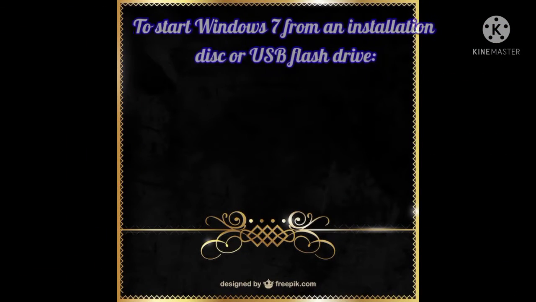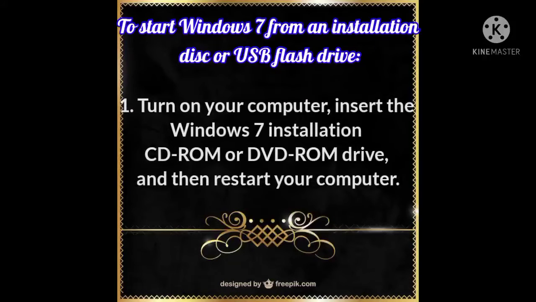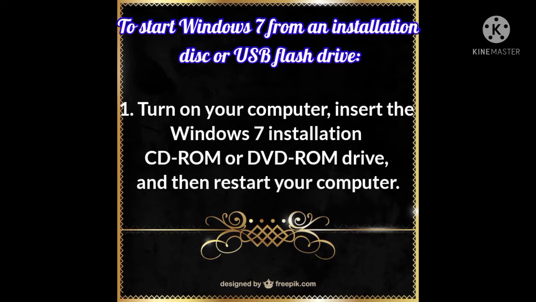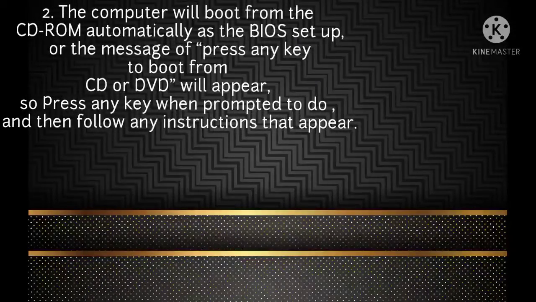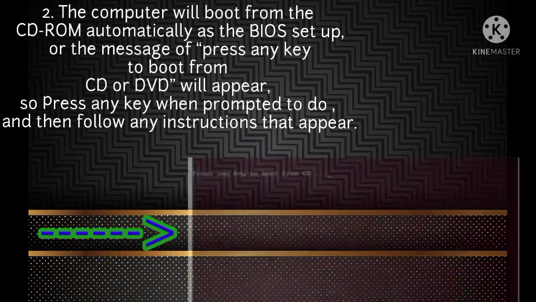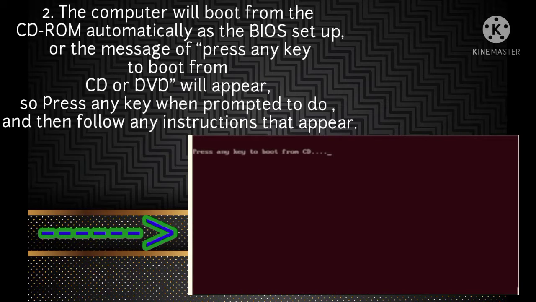So let's get started. To start Windows 7 from an installation disc or USB flash drive, first turn on your computer. Insert the Windows 7 installation CD-ROM or DVD-ROM drive and then restart your computer. Second, the computer will boot from the CD-ROM automatically as the BIOS setup, or the message "Press any key to boot from CD or DVD" will appear. So press any key when prompted to do so, and then follow any instructions that appear.